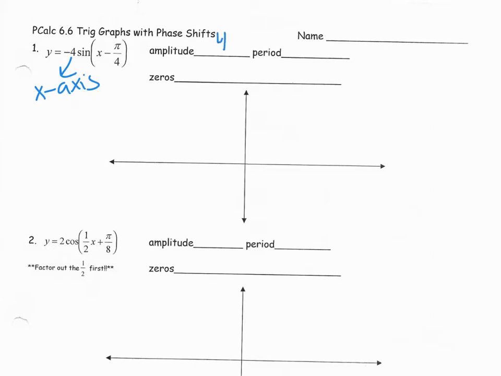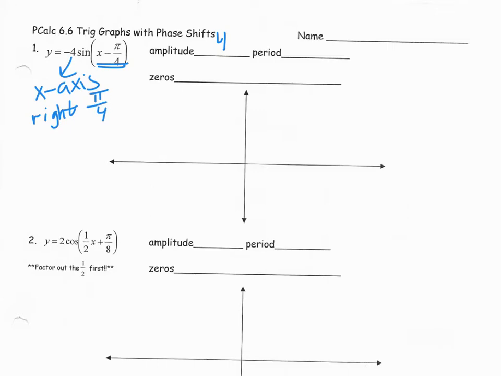Okay, this x minus pi over 4 now. Remember, if it's in the parentheses, it's going to go left or right with the x's. So this one should go right 1/4 of a pi. So what that means is I'm going to get my sine graph set, and then I have to shift all my x-axis points 1/4 pi to the right. Now, some of the numbers are going to be kind of funny, some of them not so bad. So let's start with this one.